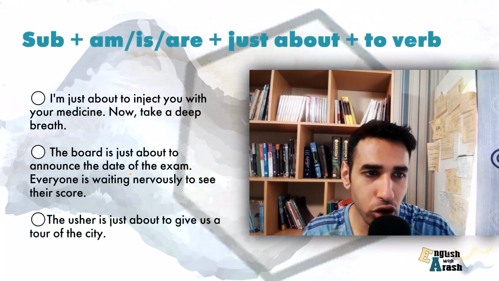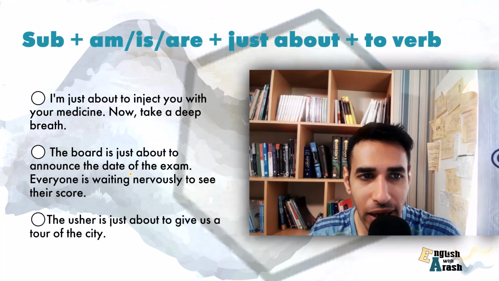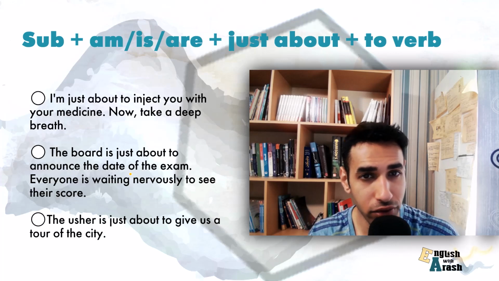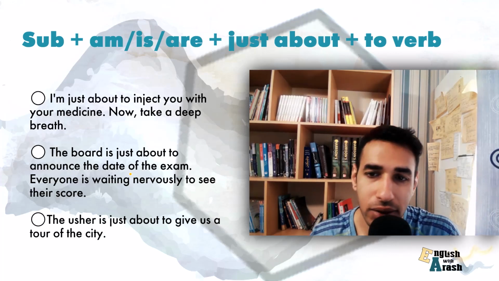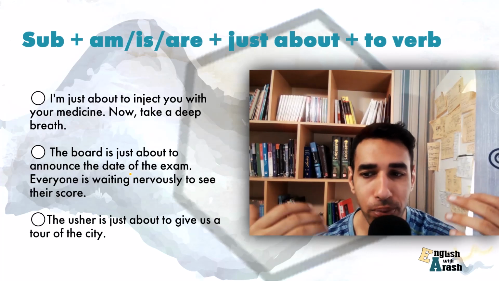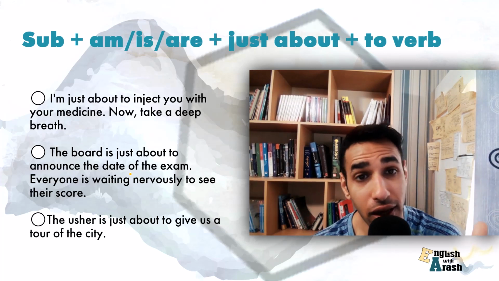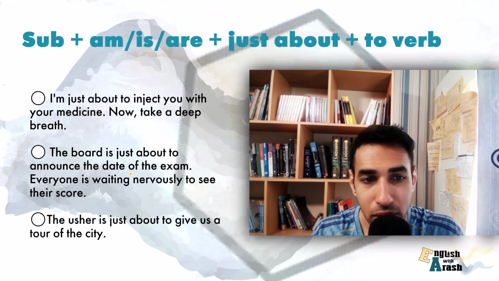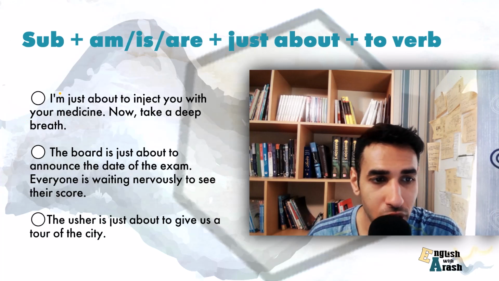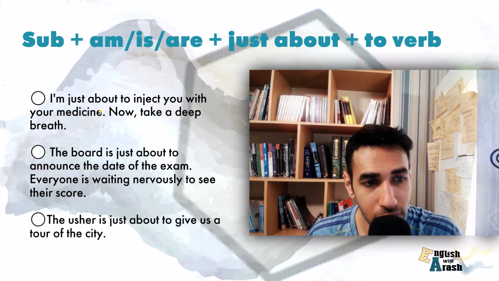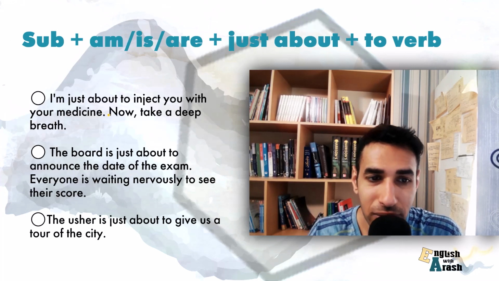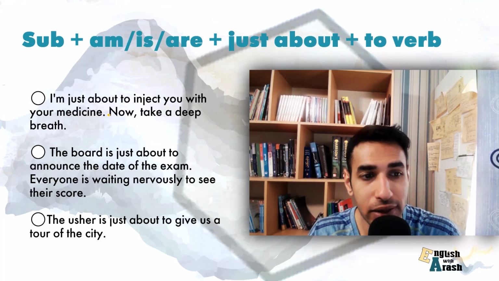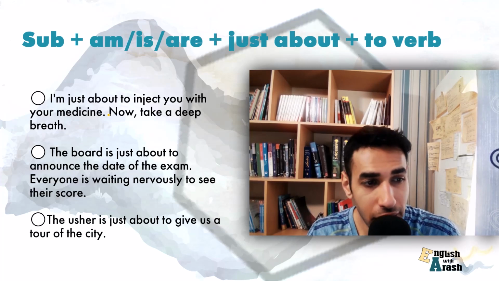The third structure: subject, am, is, are, just about, to, verb. Now we are talking about future actions. Something I want to do, something I plan to do in the future, in the near future. I'm just about to inject you with your medicine. Now, take a deep breath.